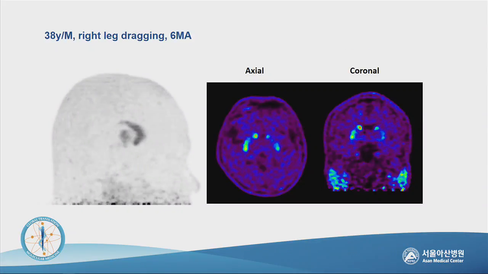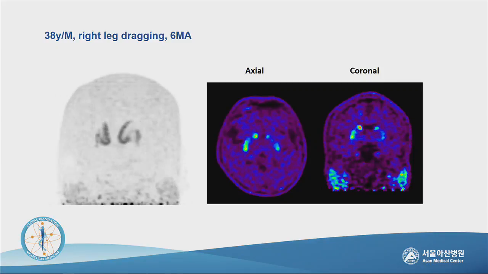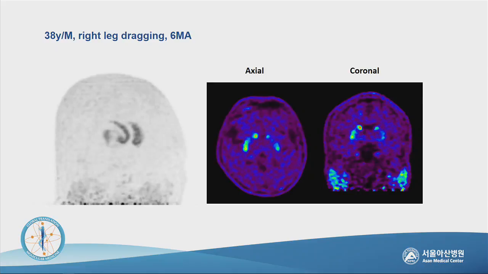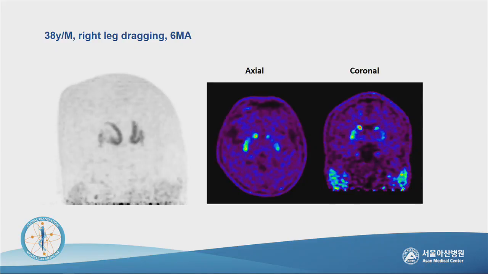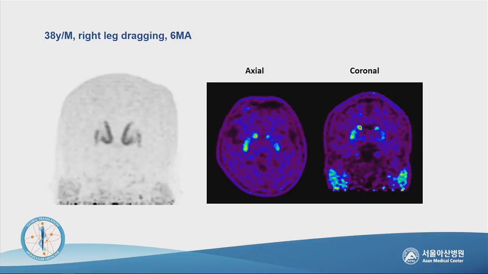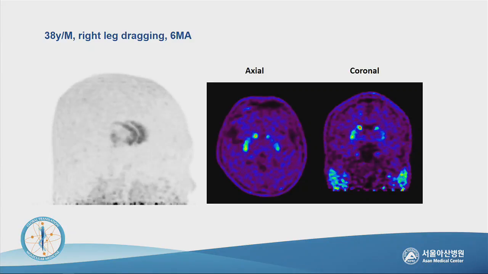Let me show another case of FP-CIT PET, an 80-year-old male who has suffered from right leg dragging for 6 months. Can you make a diagnosis using FP-CIT PET alone?